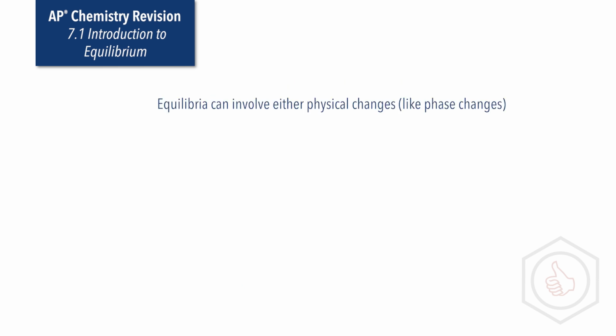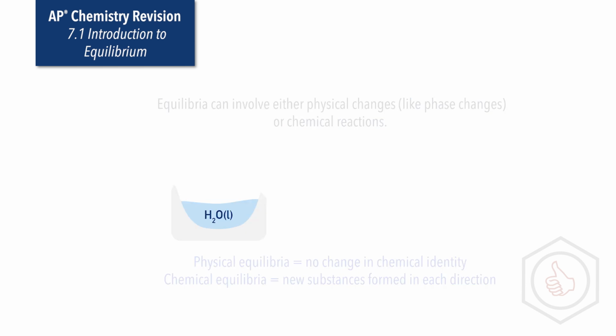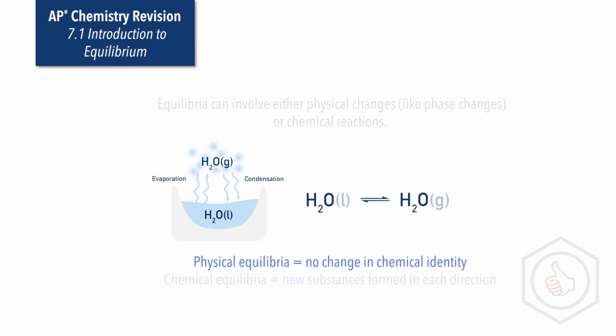Equilibria can involve either physical changes, like phase changes, or chemical reactions. In both cases, the forward and reverse processes occur at equal rates, but physical equilibria involve no change in chemical identity, whereas chemical equilibria involve the making and breaking of chemical bonds, forming new substances in each direction. For example, a container of water will undergo both evaporation and condensation. Now, if the rate of evaporation equals the rate of condensation, then the system would be at equilibrium. This would be a physical equilibrium because no chemical change is taking place.